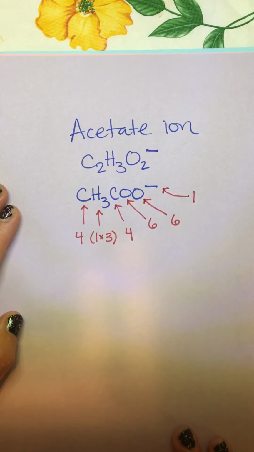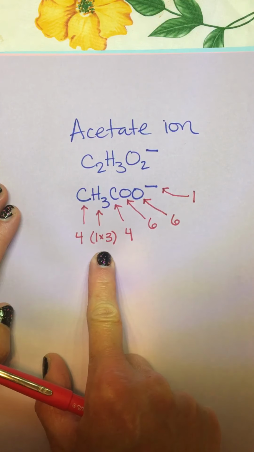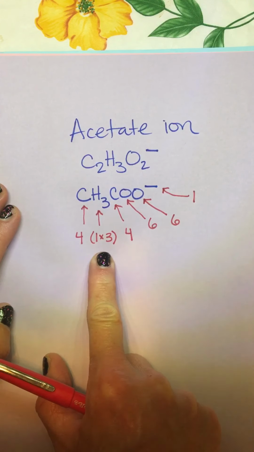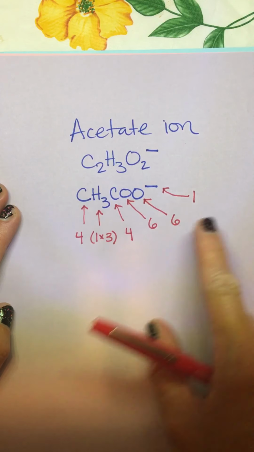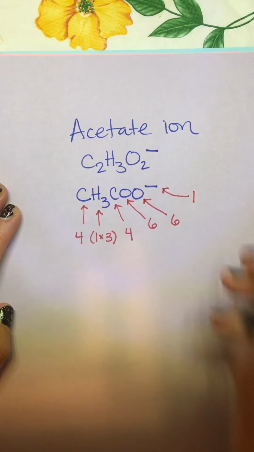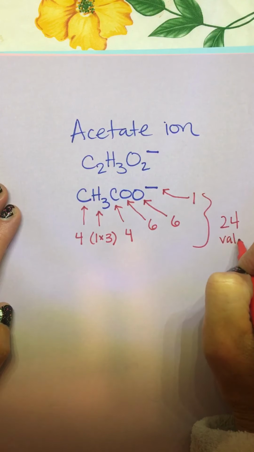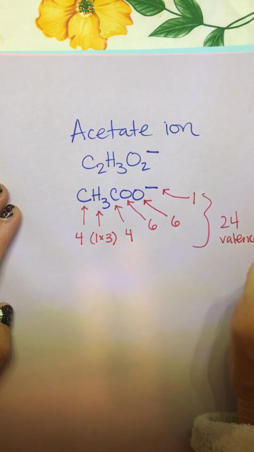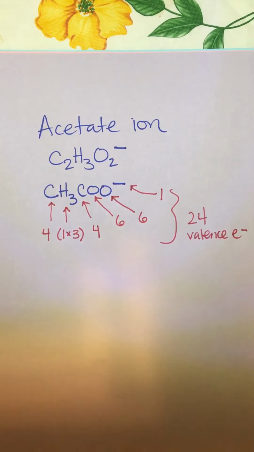So we need to add up all of these things together. So we've got 4 and 3 is 7, and another 4 is 11, and then I'm going to add that 1 over there. That's 12, plus another 12. So we've got a total of 24 valence electrons to use in our picture. Can't use more than 24, can't use less than 24.